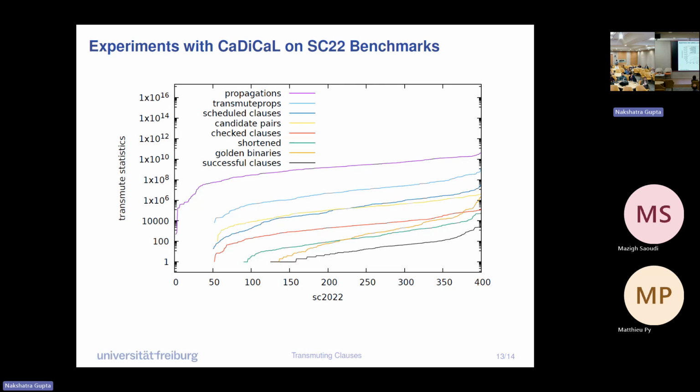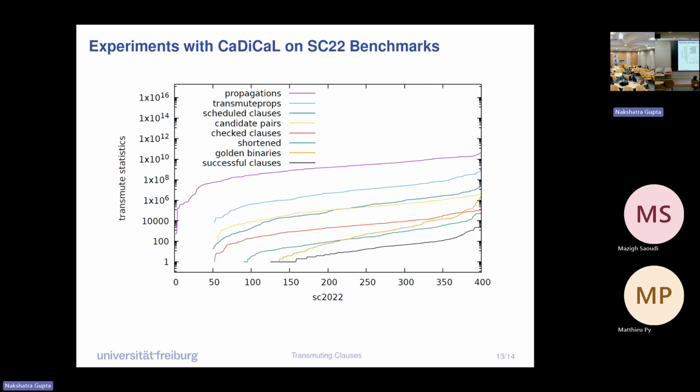Here are some more statistics. So the first line is the overall propagations of the solver. And then we have the propagations performed by transmutation, that's the second line. And these lines are all sorted independently, but you kind of see the general trend that we're really limiting the propagations performed in transmutation to just some constant factor of the global propagations. So you can see this really nicely in the plot.